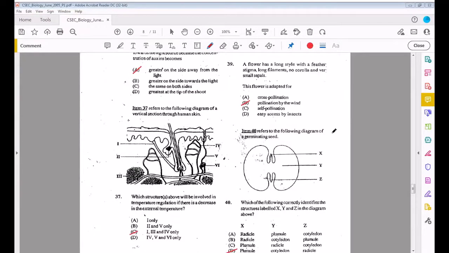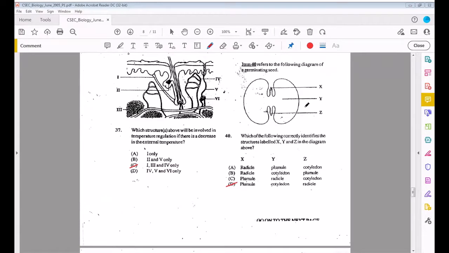39. A flower has a long style with a feathery stigma. I think the "y" cut off from the end here. So a feathery stigma, long filaments, no corolla, meaning no petals. So remember, corolla is petals as well. And I think there should be an "x" here. And very small sepals. So the flower is adapted for pollination by the wind.